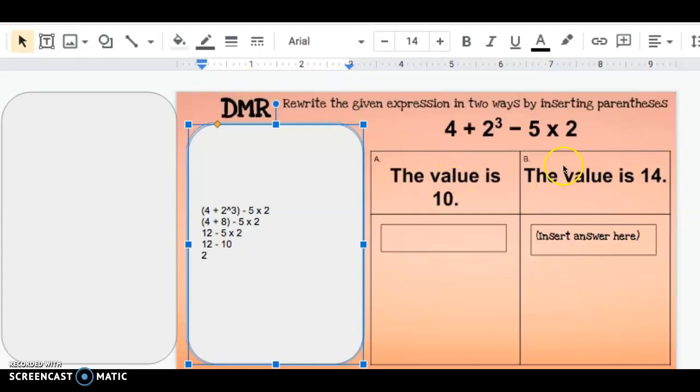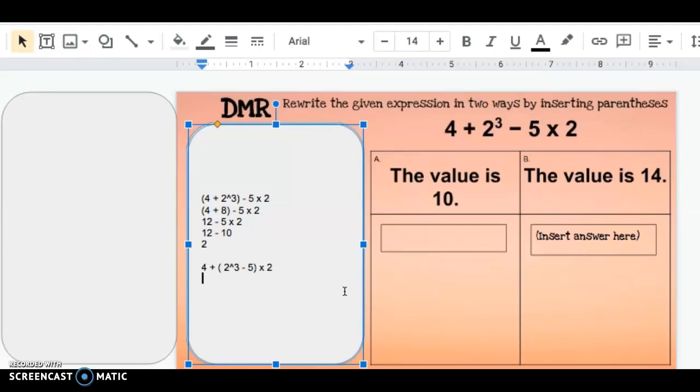2 is not an option, so I know that's not where I'm going to be putting my parentheses to get 10 or 14. So now I'm going to put it around the 2 to the third power, minus 5. So I have 4 plus parentheses 2 to the third power minus 5, close my parentheses, times 2.